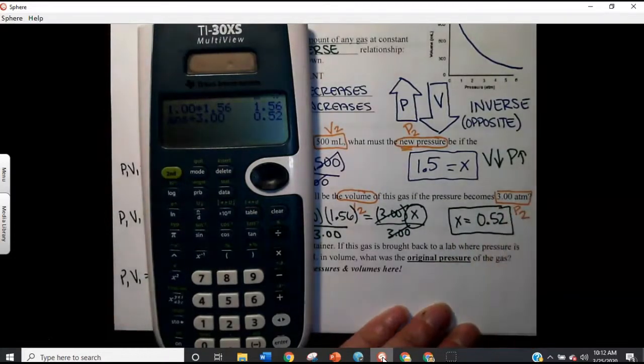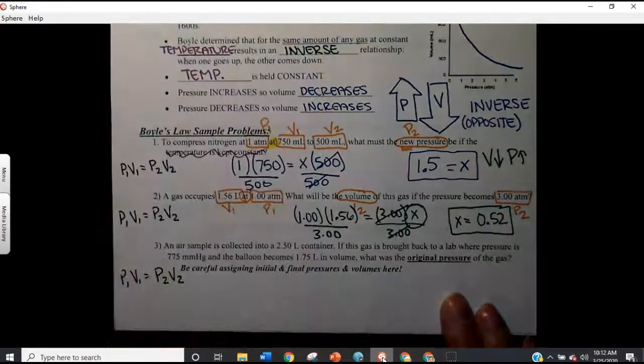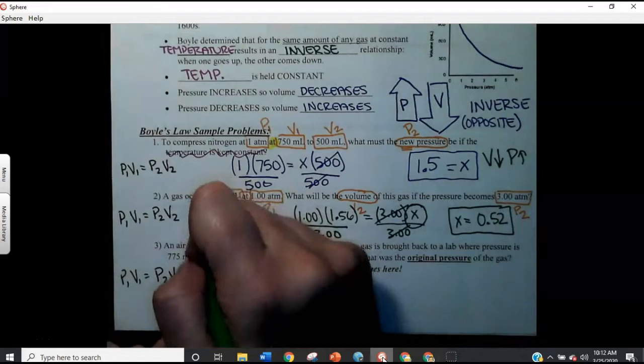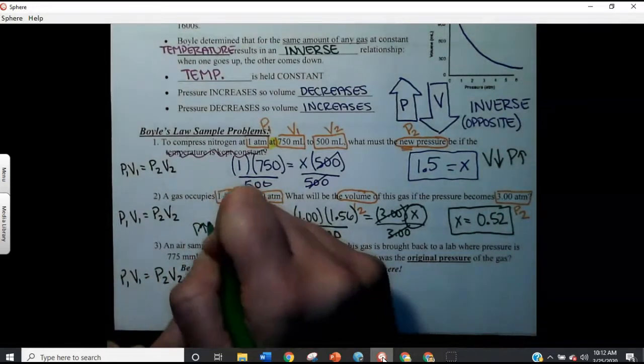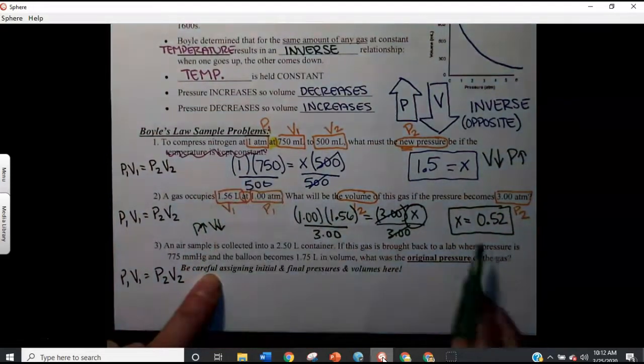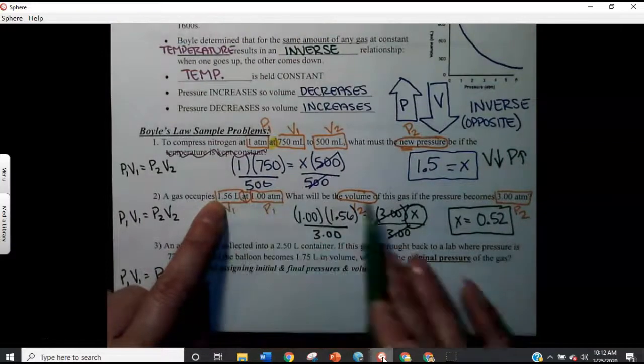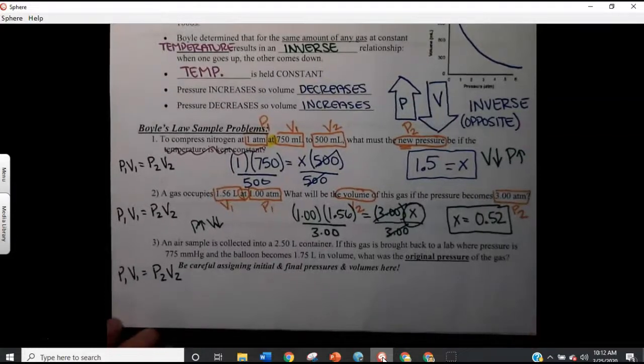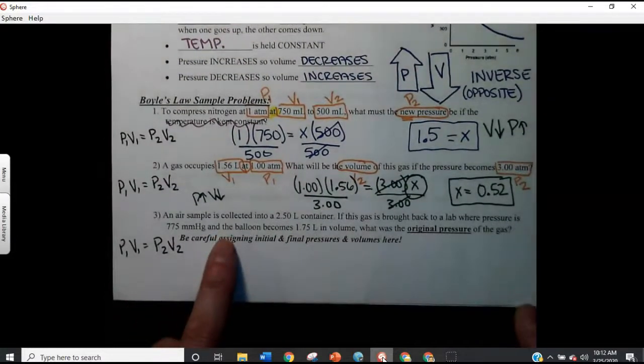Now I want to check if that's a reasonable answer. My pressure is going up by a lot. Pressure is increasing, it's tripling. So my volume better decrease, it better be much smaller. And volume went from this to a much smaller answer. Looks like a good answer. Question 3 is trickier, and there's one just like this on your homework for today.